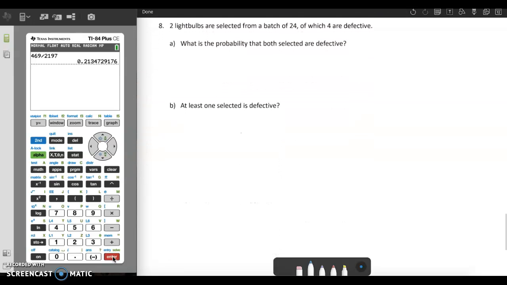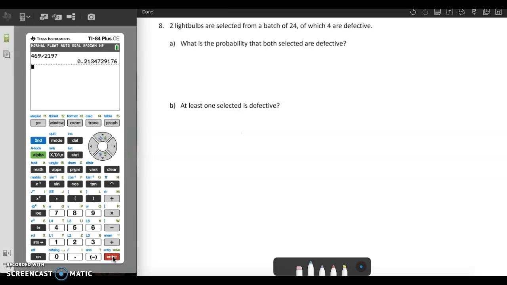All right, our last example says 2 light bulbs are selected from a batch of 24, of which 4 are actually defective. Part A says, what is the probability that both selected are defective? So if you've got a box of 24 light bulbs, 4 of them are defective. What's the probability that when you randomly select 2, you get 2 defective ones in that selection?